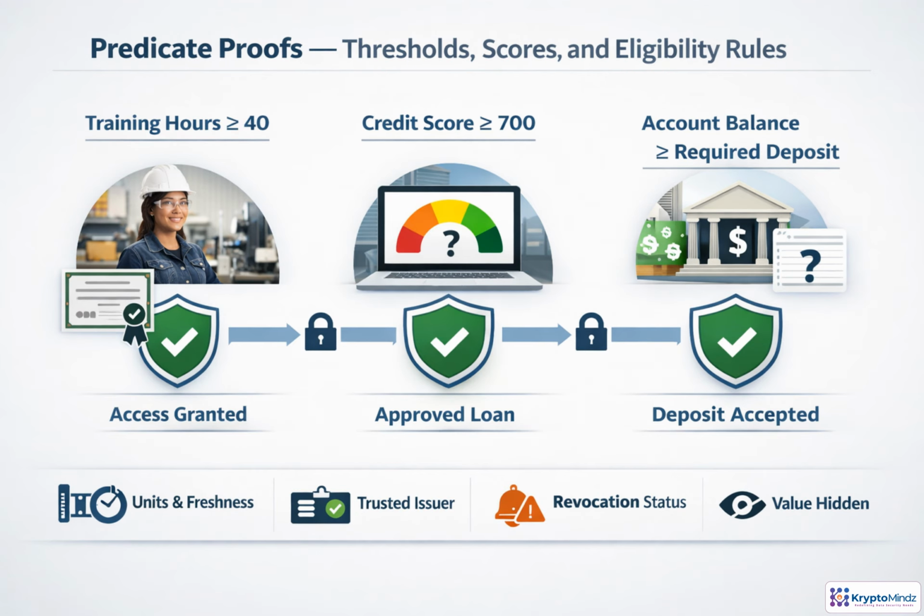Threshold predicates apply when eligibility depends on meeting a minimum, not revealing the exact number. A certifier can prove someone completed at least 40 training hours. A lender can verify a credit score clears 700. A bank can confirm a required deposit is covered. The verifier learns only the pass result, while still checking units, freshness, trusted issuer, and revocation status.